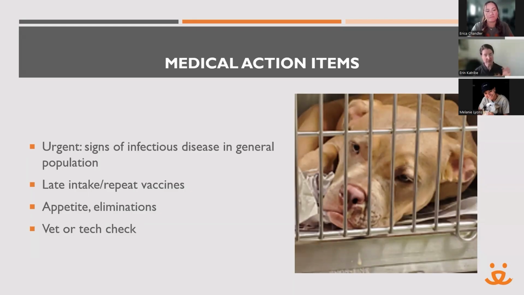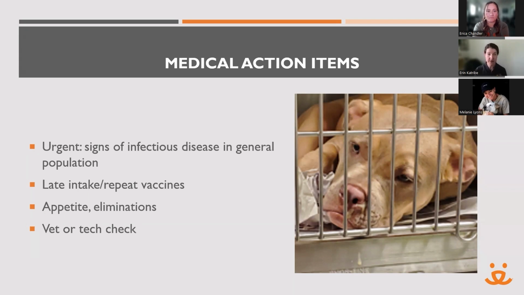We may write this down for movement. This may be something, though, where we even radio to animal care staff and say, we need this taken care of immediately. We might notice that we are late on intake vaccines on an animal or on additional doses, or we need to monitor appetite and eliminations. Do we see something that warrants a vet or a tech check?